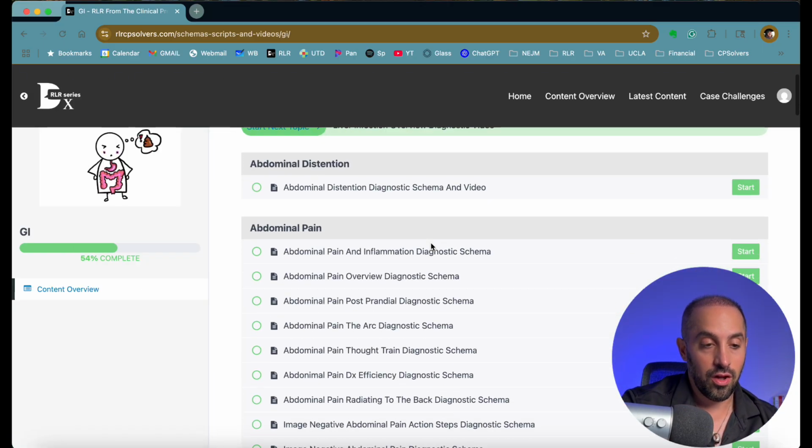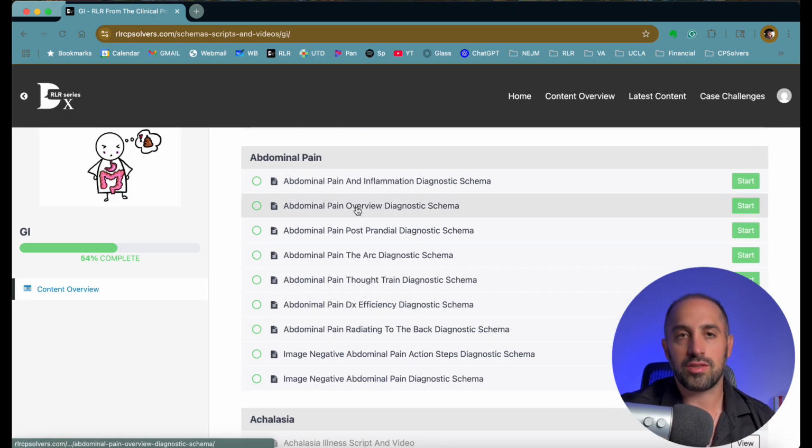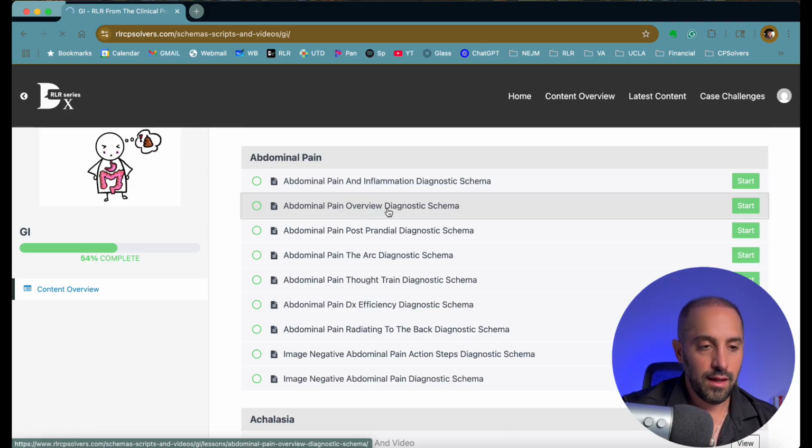you'll see there's a lot of frameworks for abdominal pain. And really, I want to start with the overview of abdominal pain. And I think one of the best ways to approach most problems in the hospital is to always have a list of do not miss causes.